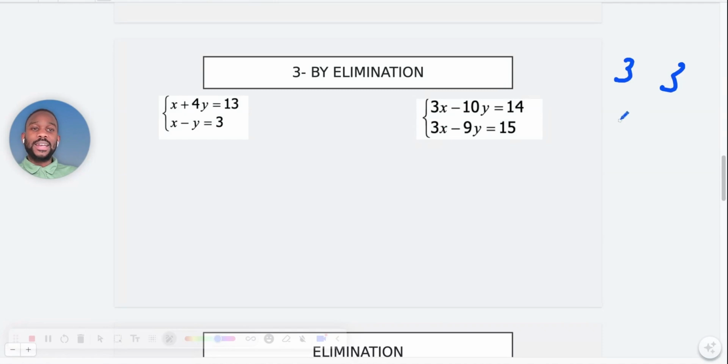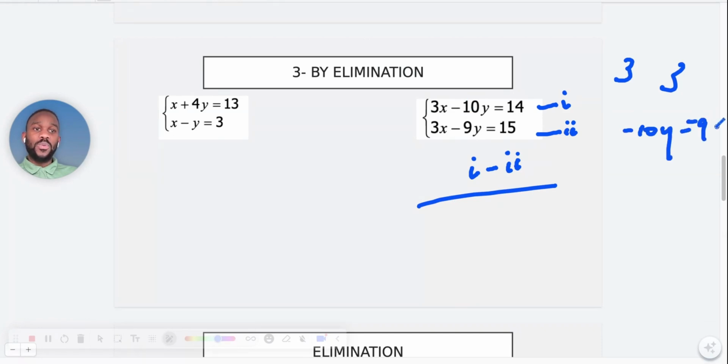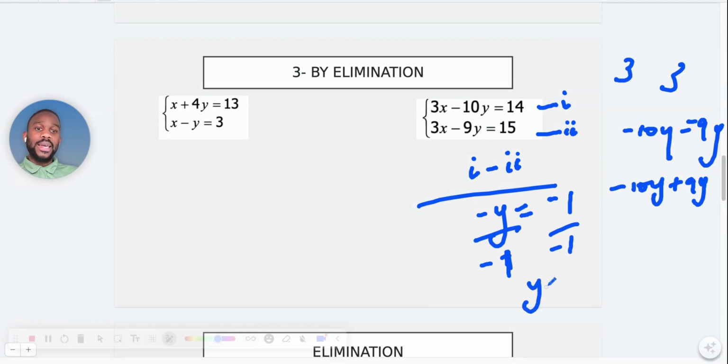You cannot say, oh, let's add, because when you add, you'll get 6, right? So this is equation 1 and this is equation 2. So equation 1 minus equation 2, you get 3x minus 3x. This gives you 0. So you've eliminated x. And we go to the next, negative 10y minus negative 9y. Every time you have a minus, minus becomes a positive. So this is same as negative 10y plus 9y. And this gives you minus y is equal to 14 minus 15 gives you minus 1. And this gives you y is equal to 1.